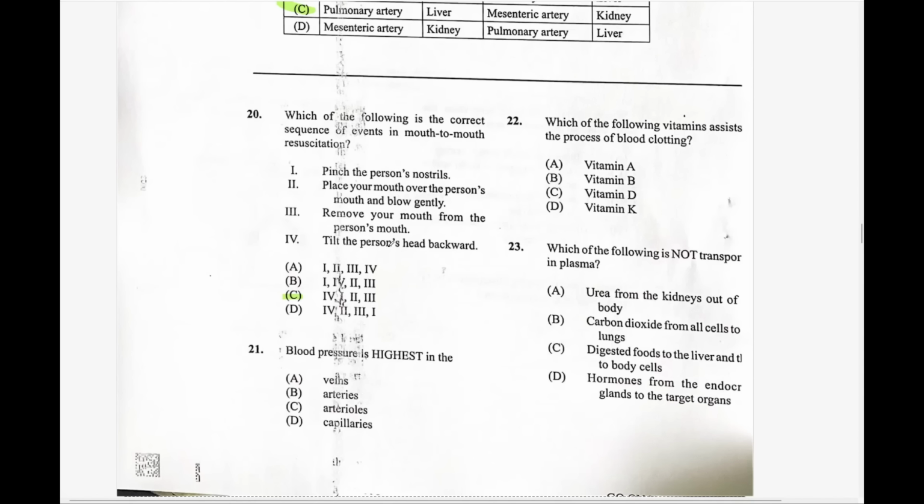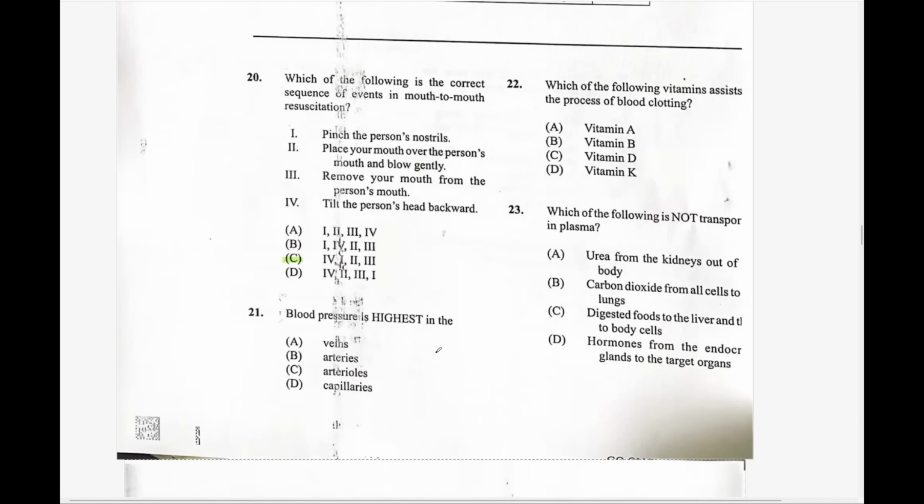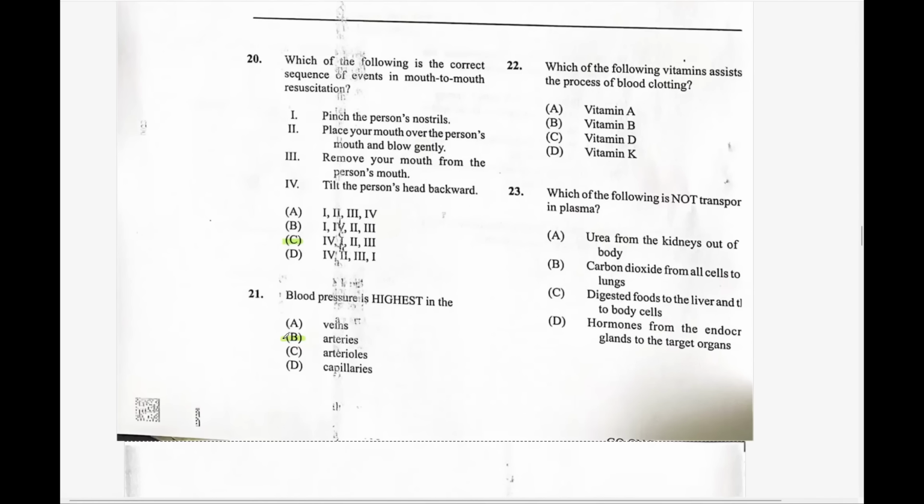We tilt the person's head backwards first, and then we are pinching their nostrils, followed by placing our mouth over their mouth to be able to blow. You must remove your mouth after you blow. So the order of the steps lines up with C. Blood pressure is highest in the arteries.